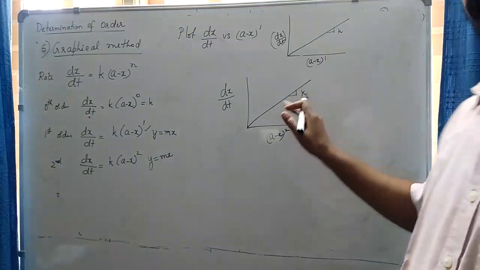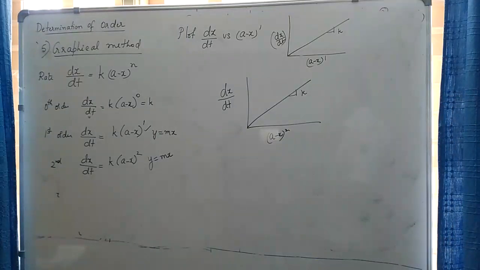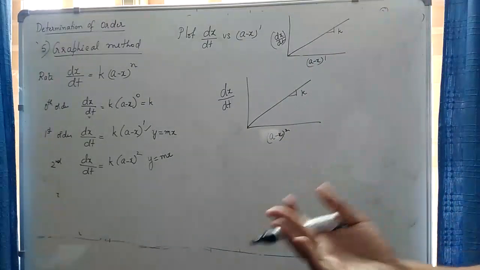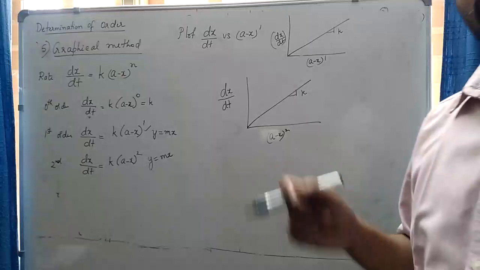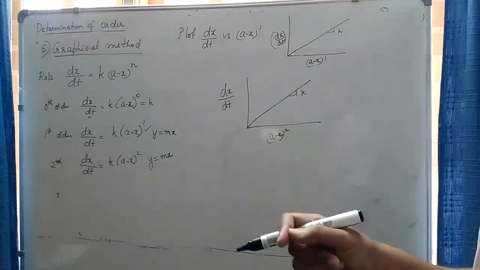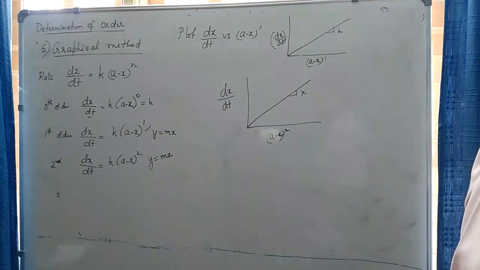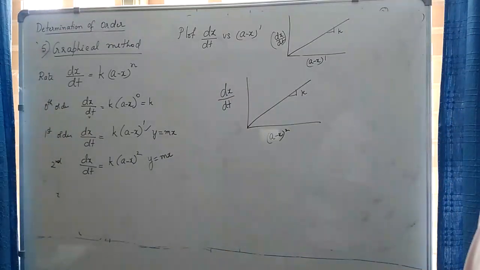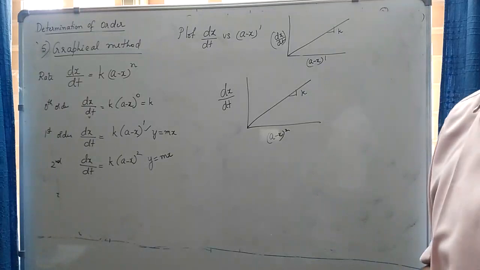If this graph is not obtained, then you have to try the graph of the third order reaction. That is, you plot dx by dt versus (a minus x) cube, and it should be a straight line passing through the origin with the slope equal to k. And if you don't get a straight line, then you have to test the fourth order graph and so on. So this is also a trial and error method, but we are using this graph of dx by dt versus (a minus x) to the power n, wherein n is 0, 1, 2, 3, etc.